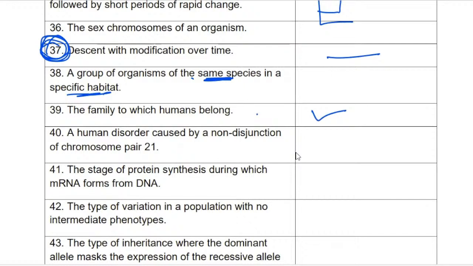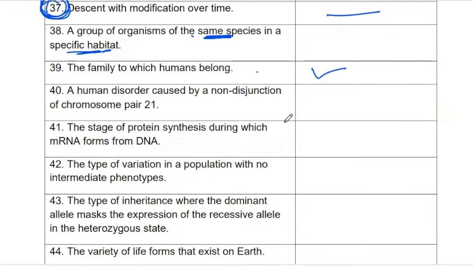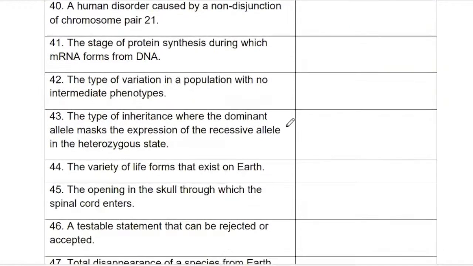The stage of protein synthesis during which messenger RNA is formed from DNA. How do you call that stage? Transcription. Then the type of variation in humans with no intermediate, we call it discontinuous variation.